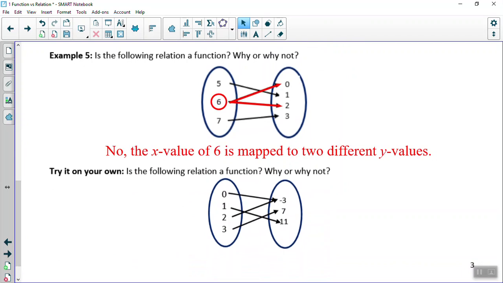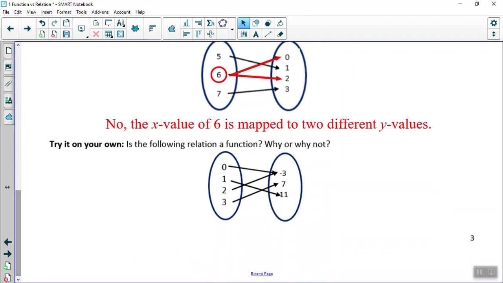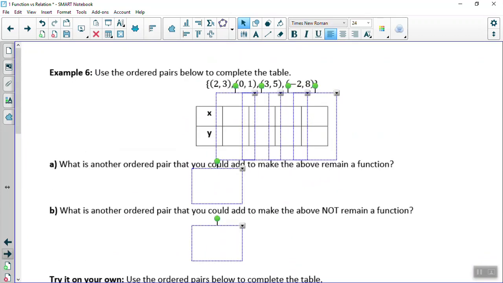All right, I want you to take a look at this mapping, and try to figure out on your own if this is a function, and then explain why or why not. Go ahead and pause the video now. Okay, let's go to the next page.